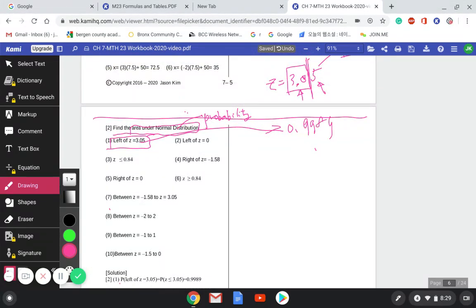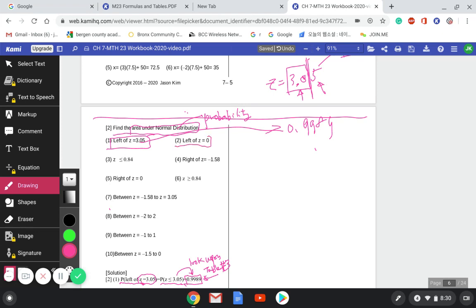So the probability of left of when z is 3.05, you write in a mathematical expression like this: probability of z is less than or equal to 3.05. And then from there, you look up table number 3, and from there you find these probabilities. Okay. Now let's do one more question.